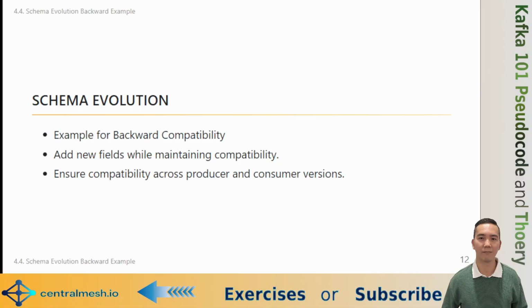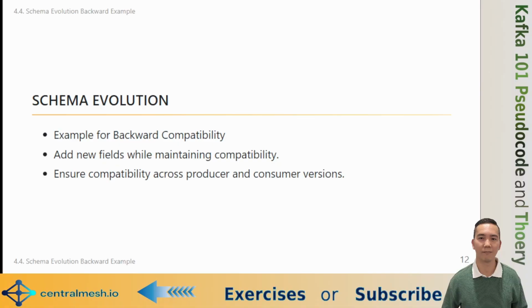Schema evolution is about handling changes to your data structure over time without breaking existing applications. Imagine you need to add a new field to your schema. This happens often as your business requirements grow. For example, we might add a payment method field to your payment schema. The key is to make these changes in a way that is compatible with existing consumers.